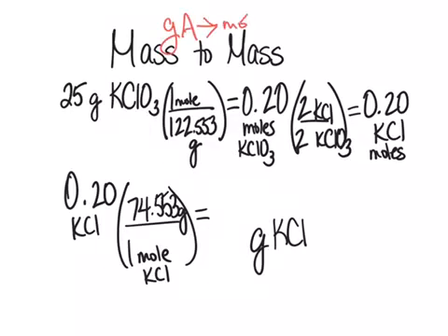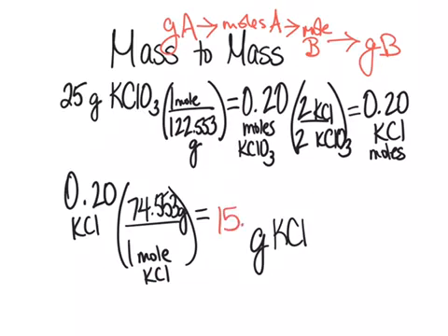I'm going to have to get to moles of A. I'm going to use my mole to mole ratio to get to moles of B. And then I'm going to use my molar mass of B to get to grams of B. So you should get an answer around 15.21 grams for this first problem.